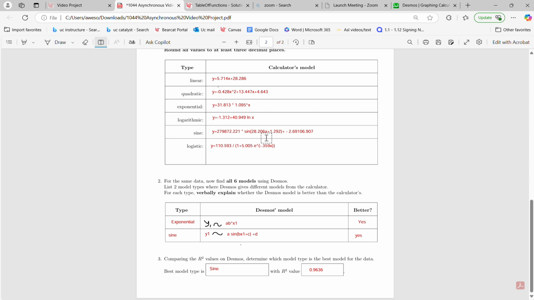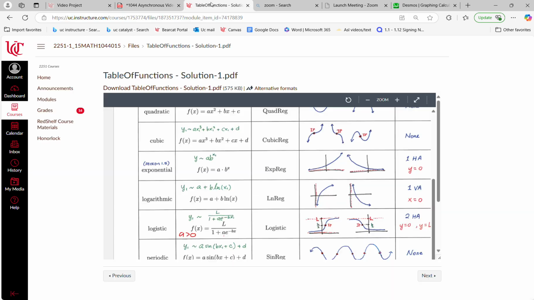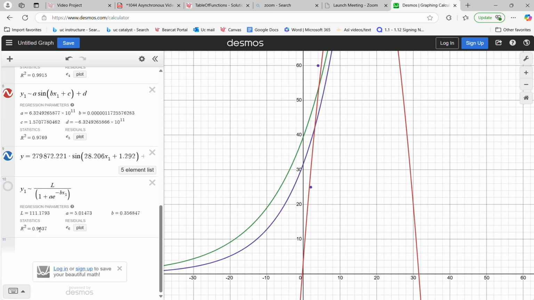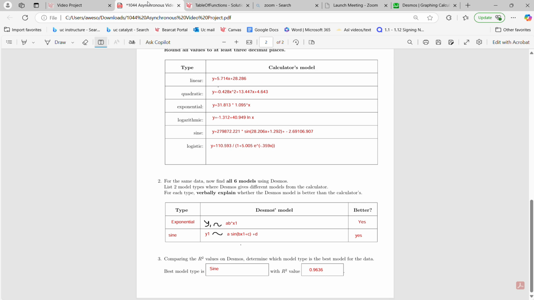Okay, on to number 3. Comparing the R2 values on Desmos, determine which model type is the best model for the data. And we concluded that on Desmos, we got the highest R2 on sine, or closest to 1. So therefore, sine is the best model.